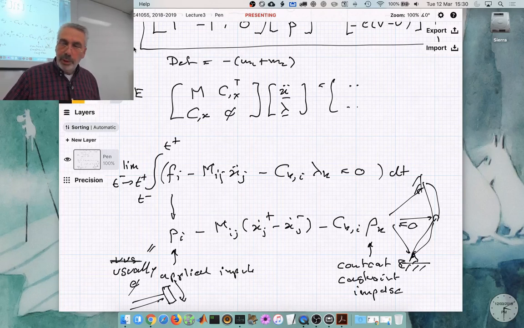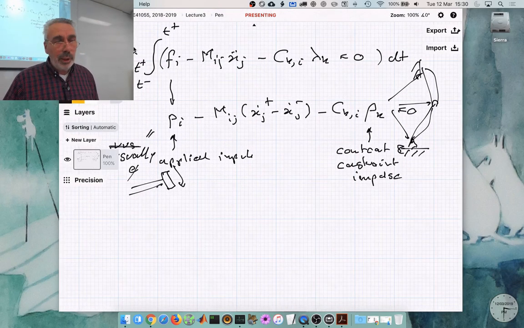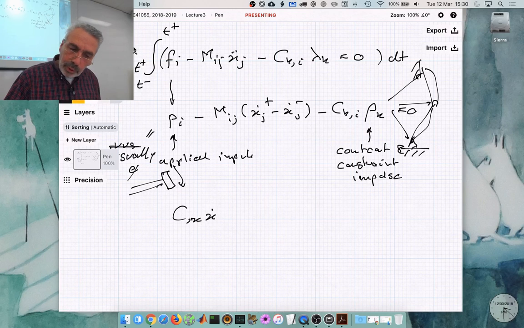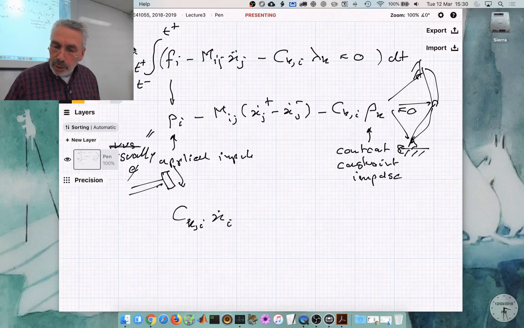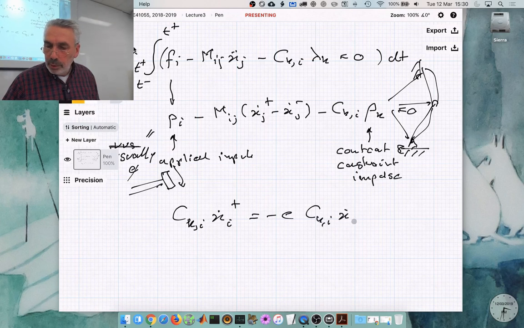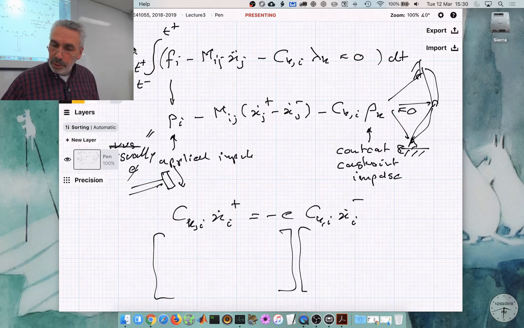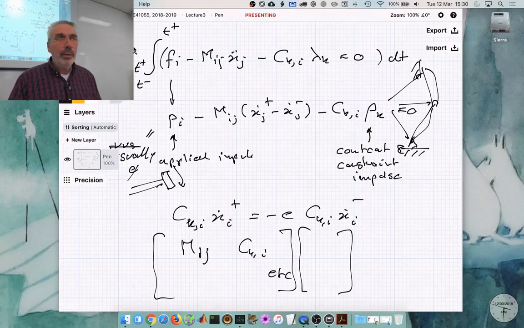Then we have these nice equations, and then the other set of equations are the velocities before impact, remember, c comma x dot, no, not so quick. c_k,i x dot i after impact equals minus e c_k,i x dot i before impact. And then we're in business. So if we combine this with this, we have a beautiful set of equations with our M_ij, c_k,i, etc. Read the book. Everything is neatly written out in the book on this.